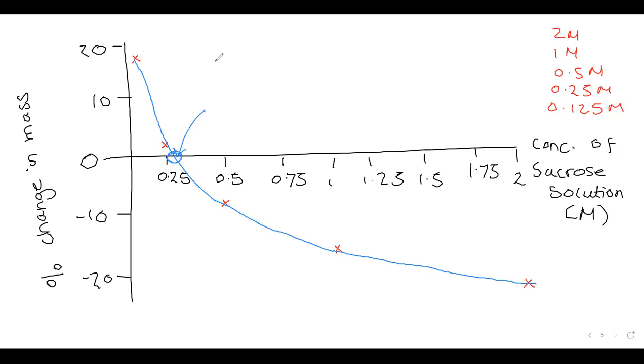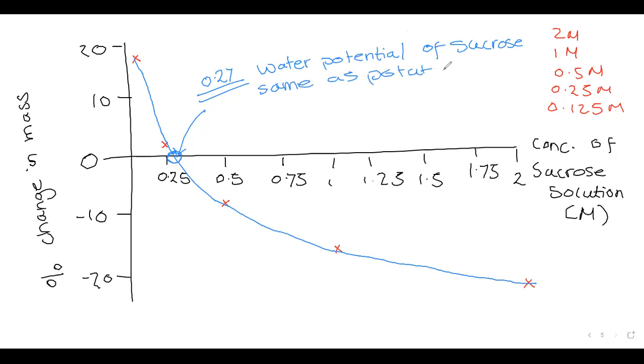Let's call it 0.27. Okay, we'd say this point is where our water potential of the sucrose solution is the same as the water potential inside the potatoes. So water potential of sucrose, same as potatoes. So this is our isotonic point.